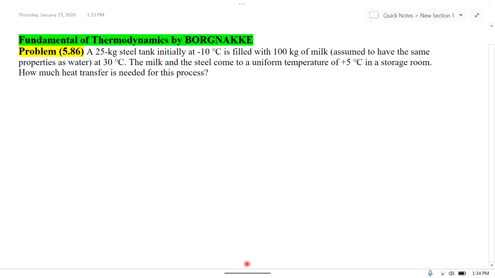Bismillahirrahmanirrahim. In this lecture, I am solving problem 5.86 from the book Fundamentals of Thermodynamics by Borgnakke. The statement of the problem is a 25 kilogram steel tank initially at minus 10 degrees centigrade. Given data: mass of steel tank is equal to 25 kilogram.